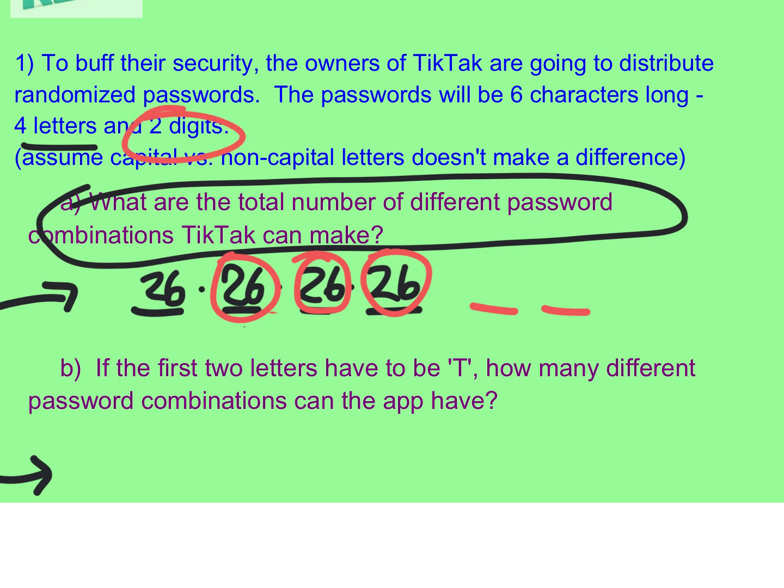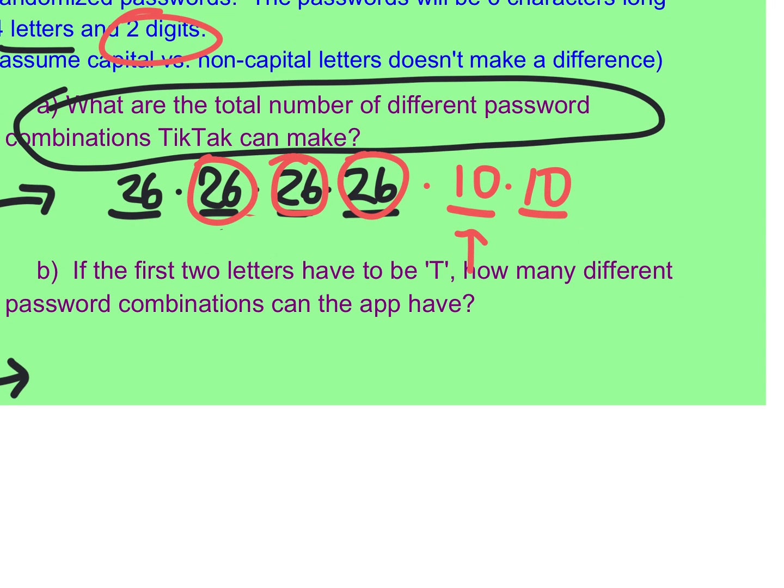Now it's a 2-digit number. Well, remember there's 0 through 9 for a single digit. So that is 10 choices. And then there's 10 choices for the last number. So that's a reminder of how to do that kind of question. All right. You'd actually multiply these all out to get your final answer.